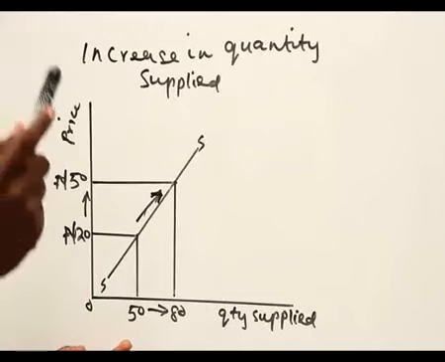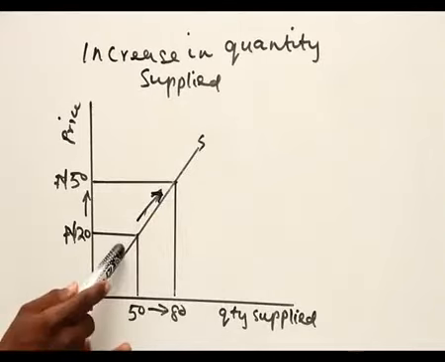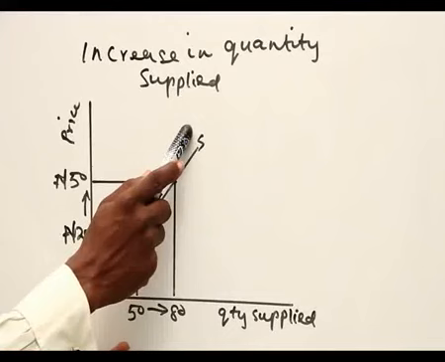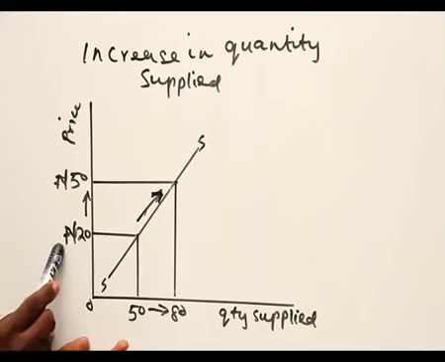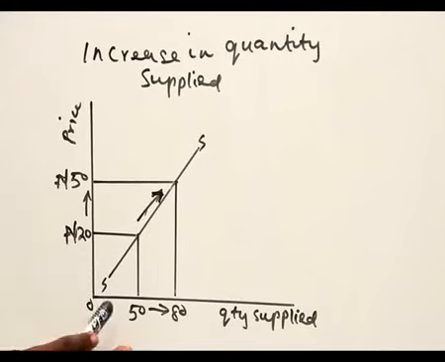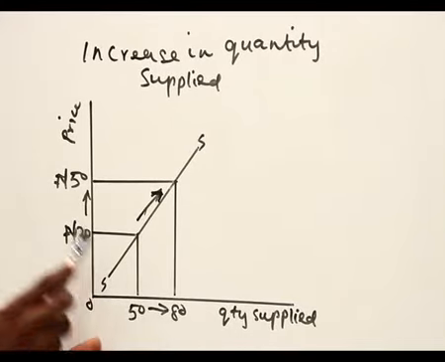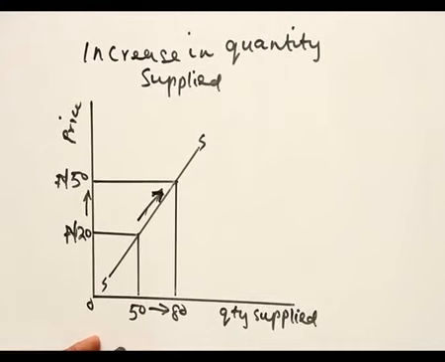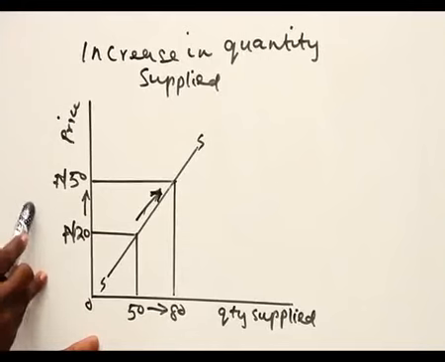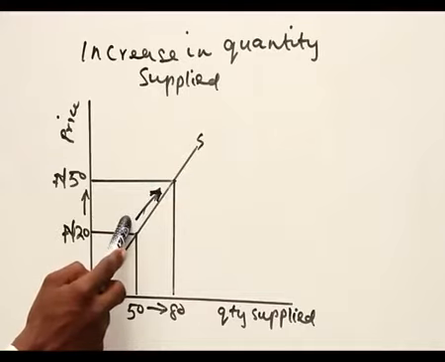When we are talking about increase in quantity supply, there is an upward movement along the supply curve. Why is it moving upwardly? Because the price has increased from 20 naira to 50 naira, while the quantity supply increased from 50 to 80 quantity. Why? Because the price is the only one affecting quantity supply. Other factors affecting supply are constant. So we call this increase in quantity supply, or upward movement along the supply curve, as the arrow indicated.